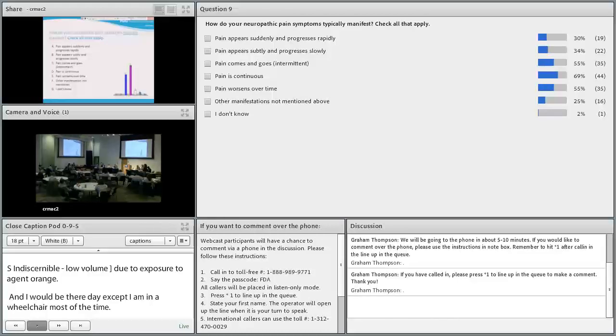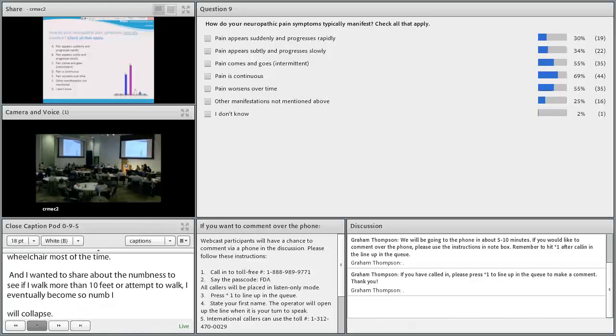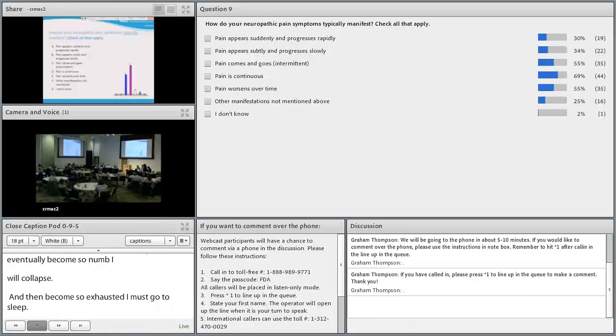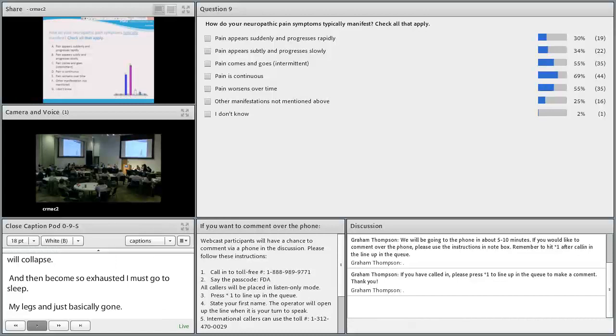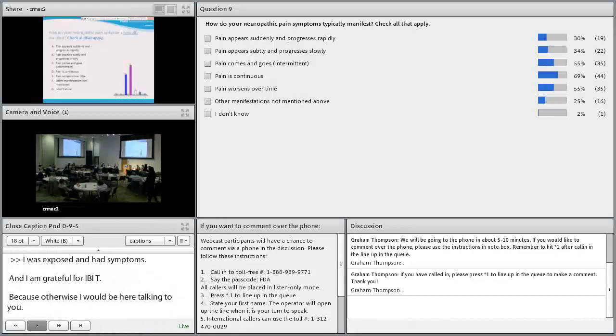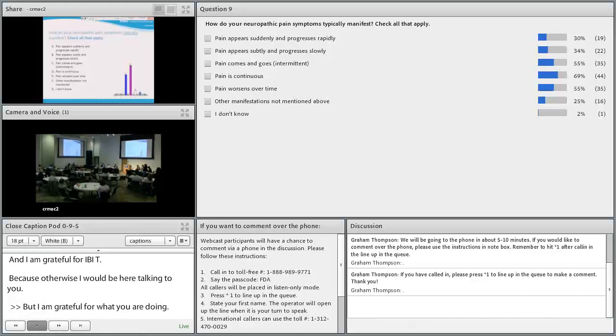My legs are just basically gone, even though I am on IVIG, but I didn't get that until maybe 35 years after I was exposed and had symptoms. And I'm grateful for IVIG because otherwise I wouldn't be here talking to you. But I am grateful for what you're doing and the work of the FDA. I remember that nortriptyline was the only drug that helped me. The others, I ended up talking to myself in the closet, which was not good.